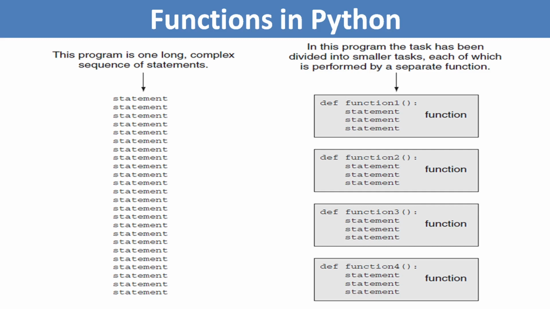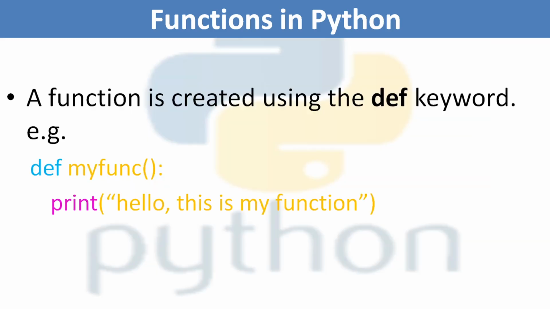Functions are of two types. One is built-in functions. We have seen print, sum, max, mean, etc. And another is user-defined functions. So what are user-defined functions? The functions which we write, as a user, to implement some specific task. So how is it created? A function is created using the def keyword.